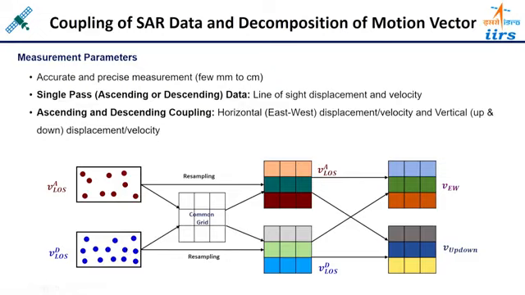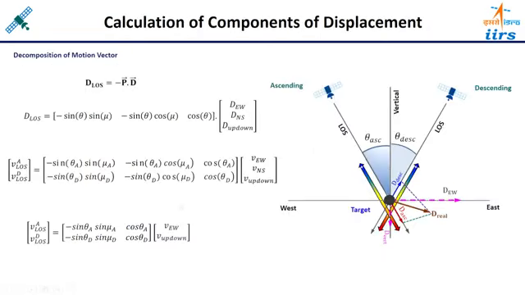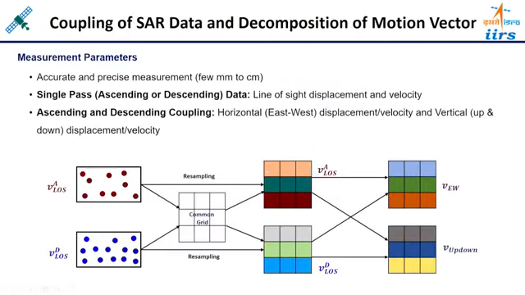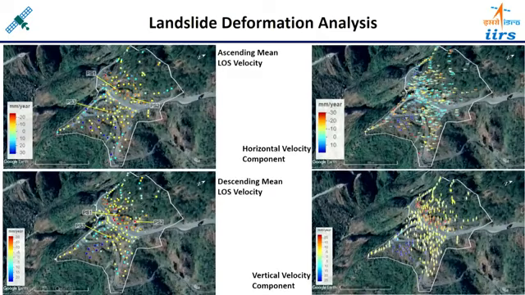So we are resampling over the common grid, so that over each and every pixel we have the line of sight velocity from the ascending as well as from the descending, so that the previous equation can be applied. If we have the values over each and every pixel, then applying those equations and calculating the horizontal and the vertical displacement or vertical deformations.